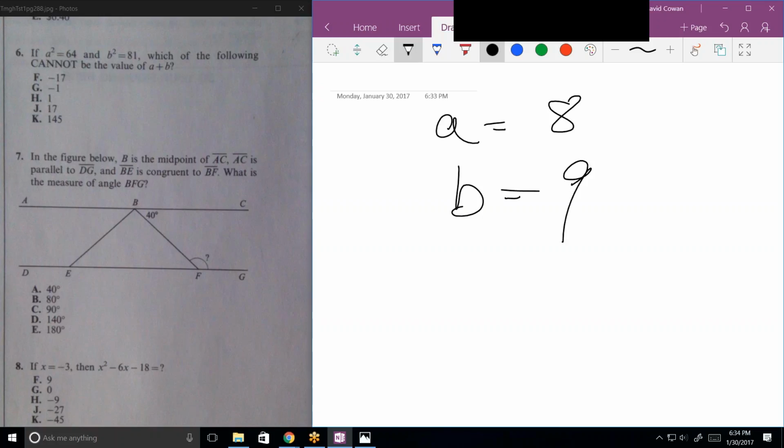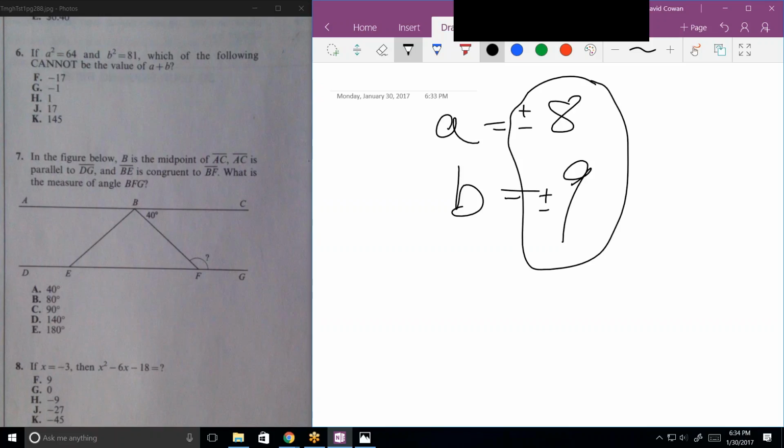So how do they get all the other answers? -8 plus 9, -9 plus 8, 9 plus 8. In other words, A is not actually 8. A is plus or minus 8. B is plus or minus 9. So if you take all combinations of adding those, you can get any of those first four numbers, but you cannot get 145.